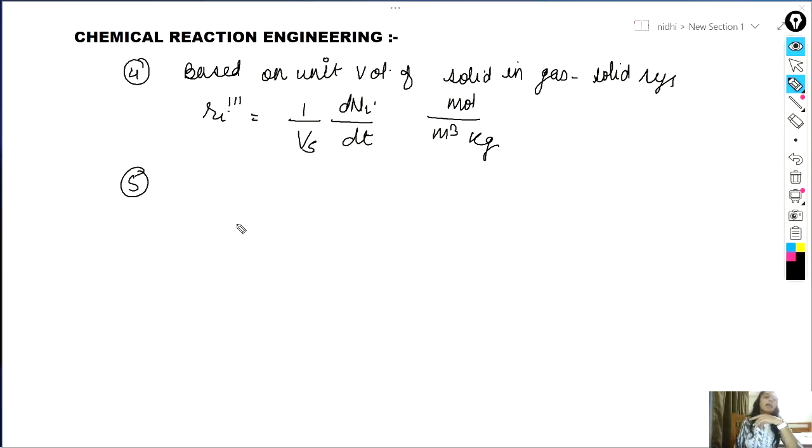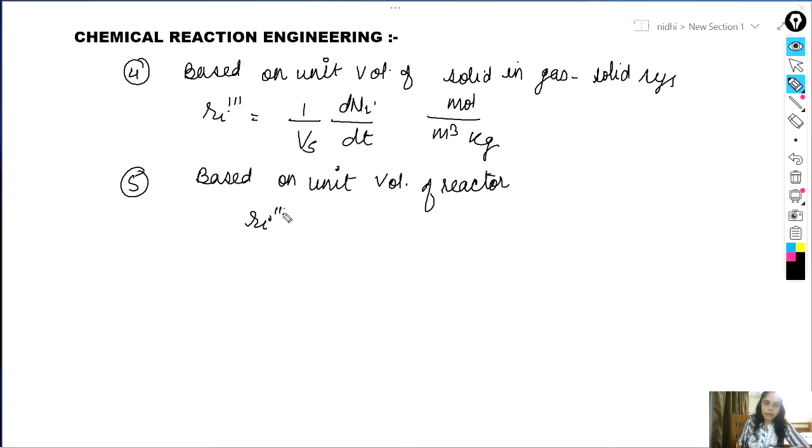So initial three rate equations are the basic equations, and again these equations are generated from the first relation, first rate equation. So this is based on unit volume of reactor, right? So this will be 1 upon volume of reactor, fine, dN_i dt, and again unit will remain same, mole per meter cube. Sorry, this is second and this is also here, it is per time, so second.